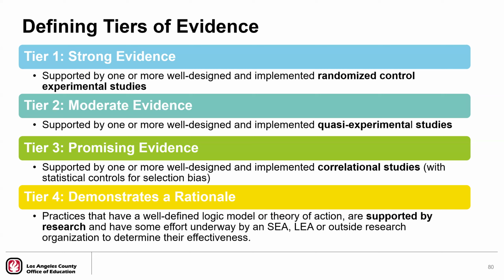Okay, so the last tier is Tier 4. This involves interventions that demonstrate a rationale. These interventions have a clear and effective logic model or a theory of action that explains how the intervention is likely to improve relevant outcomes. They are supported by research, and there is an effort in place by the state, the district, the school, or an outside research organization to determine their effectiveness.